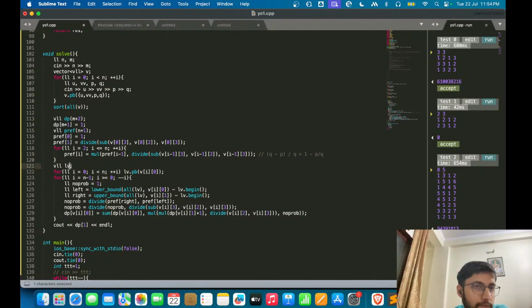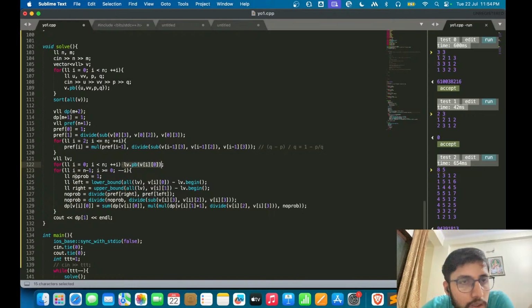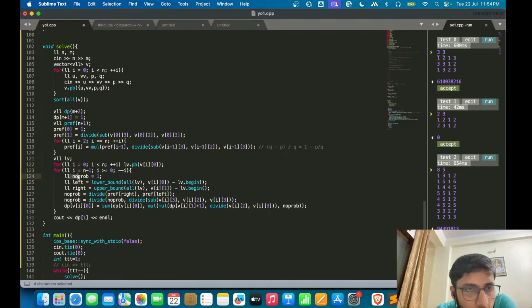Here LV is basically the left. I created this array to ease the binary search, and I'm just pushing the u part. Now this no prob, so I'm going backwards obviously, and this no prob is the probability when I'm not using all the other overlapping segments. This no prob will represent that. How am I calculating it? I'm just finding the left range, which is the lower bound, and the right, which is the upper bound. Left and right are remaining untouched here.